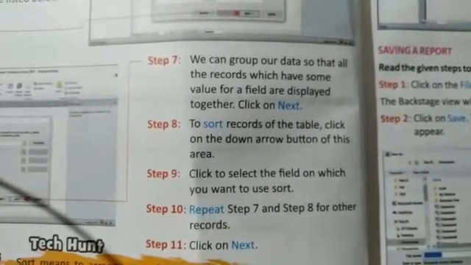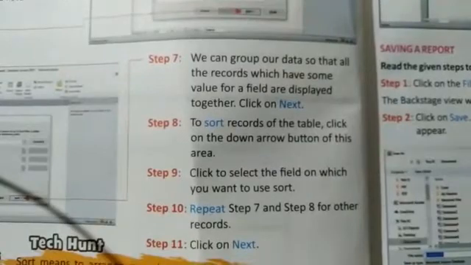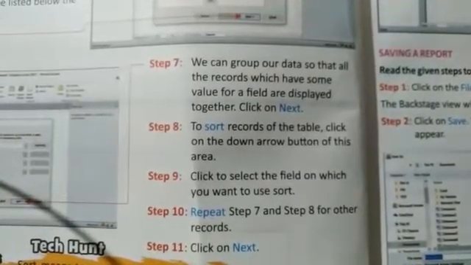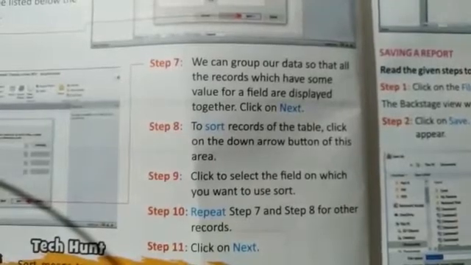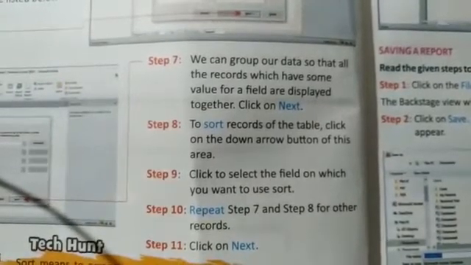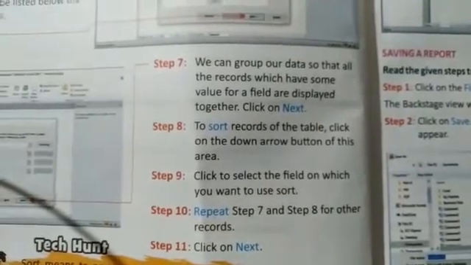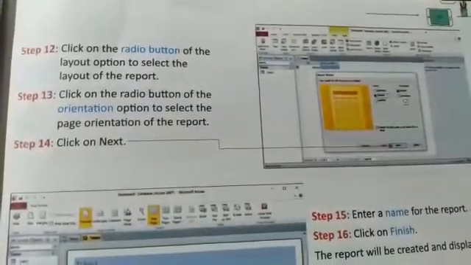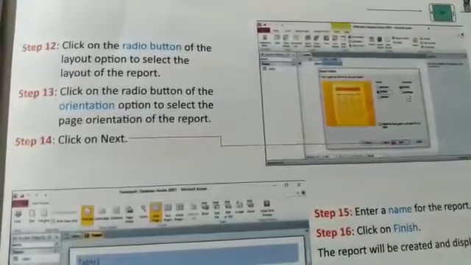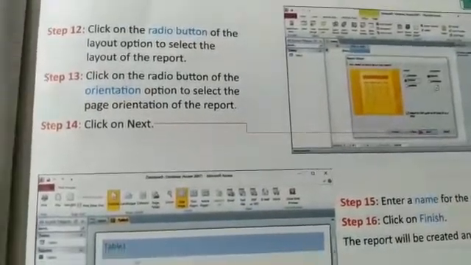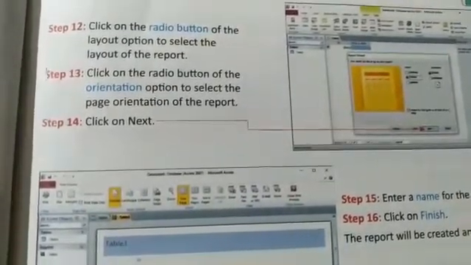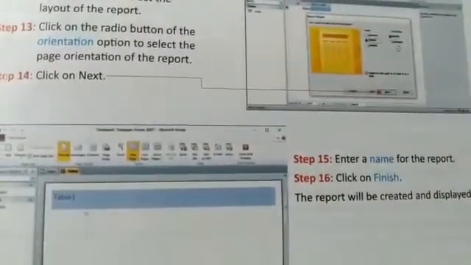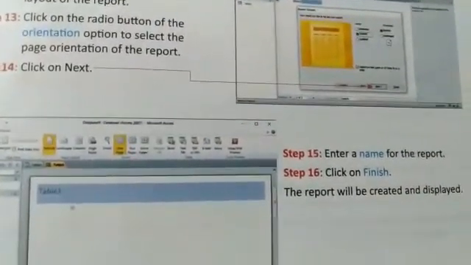Then click on next. Then sort the records. Next, select the field on which you want to sort. Then repeat the steps for the other records and click on next. Then click on the radio button of the layout option to select the layout of the report. Then set the page orientation. Then click on next. Enter a name for the report, then click on finish. The report will be created and displayed.